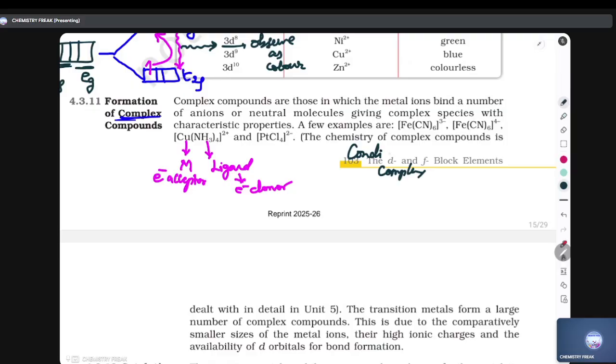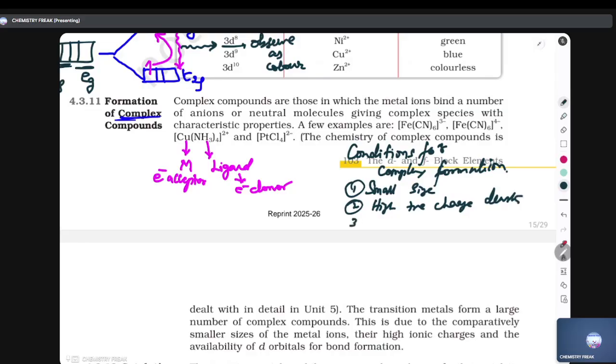Conditions for complex formation. Let me put that in a simple way. Sir, what are the conditions to form a complex like this? Point number one, the metal should be of small size. Point number two, it should have a very high positive charge density. Point number three, it should have empty d orbitals to accept the electrons. This is the donor, this is the acceptor. This acceptor must have empty orbitals to accept those electrons.